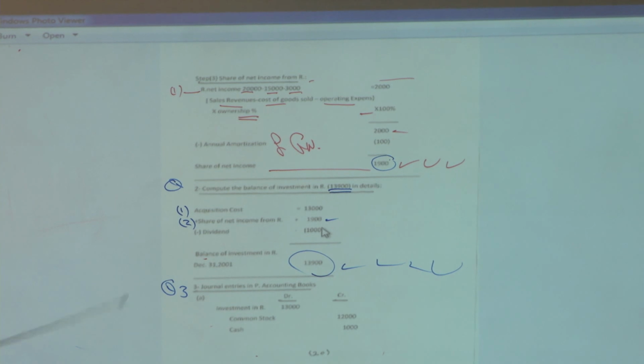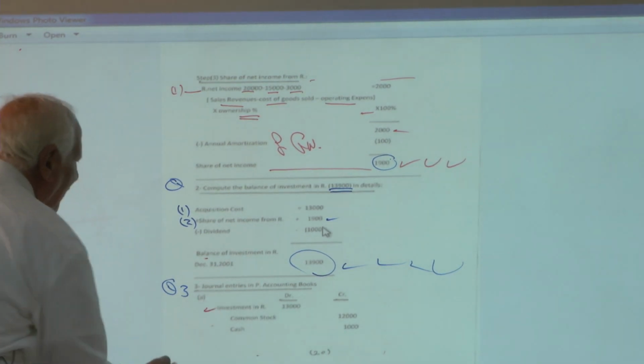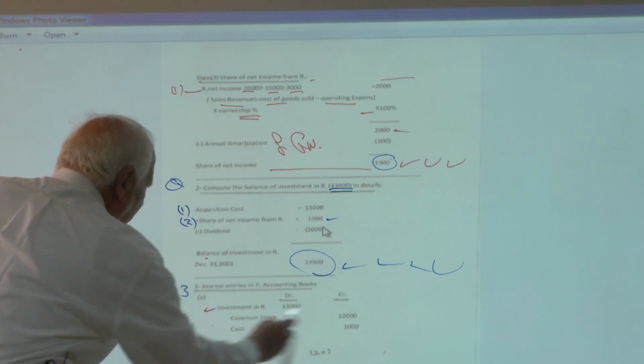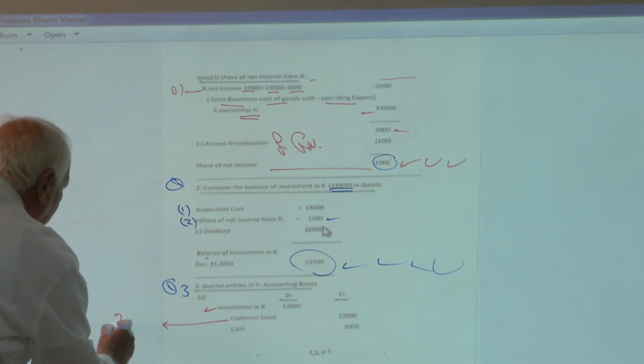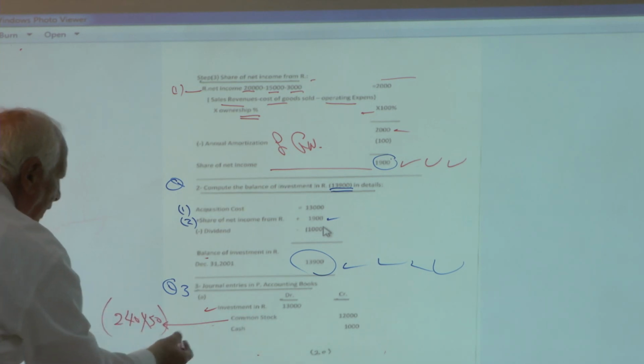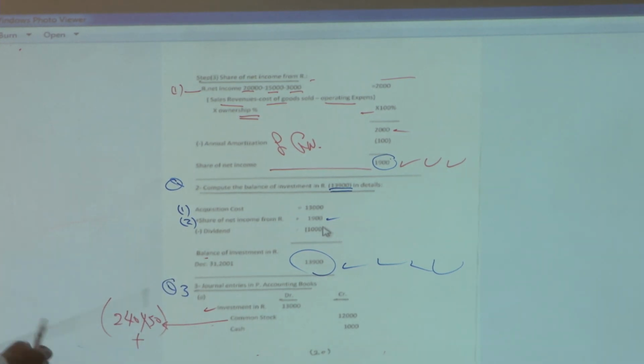The first one, I'm going to debit investment in R 13,000, credit common stock 12,000, and paid cash 1,000. Where does this come from? It comes from 240 shares times 50, which gives you 12,000. Add 1,000 cash, it gives you that first one. You need to debit investment in R, and credit common stock. Sometimes I call it common stock or capital stock, the same meaning. Continue.